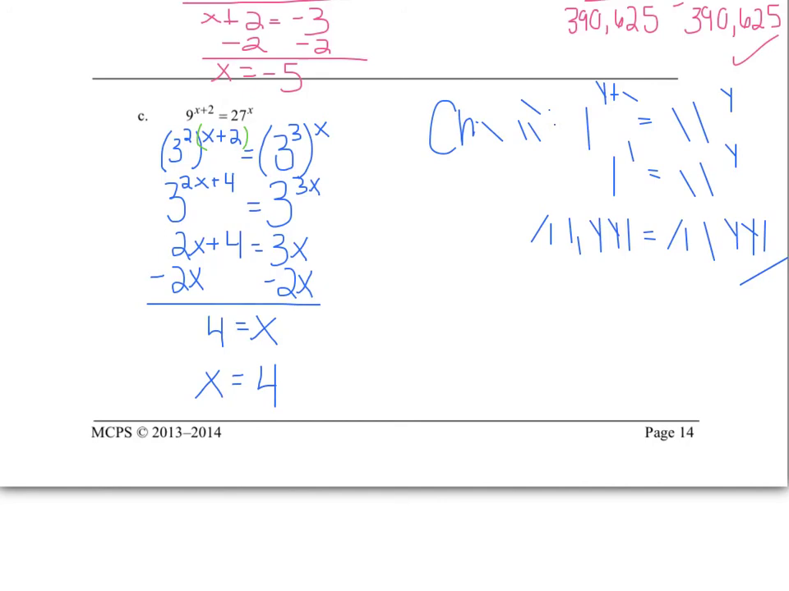Don't forget, checking is a very important part of all of this algebra, because you can check to see if you did it right or wrong before submitting your exam. And that ends Unit 1, Topic 3 of this exam review.